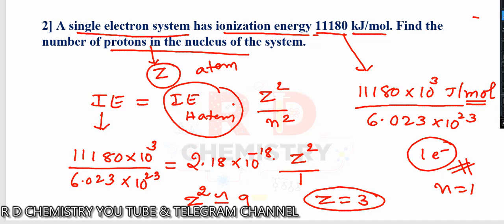If there are 3 protons in the nucleus, can we guess the atom? Hydrogen, helium, lithium. Lithium atomic number Z is equal to 3, so it is 1s2 2s1. A hydrogen-like species should have only 1s1. That means 2 electrons have been removed, so it is the lithium plus 2 state. Hope this is clear to you.